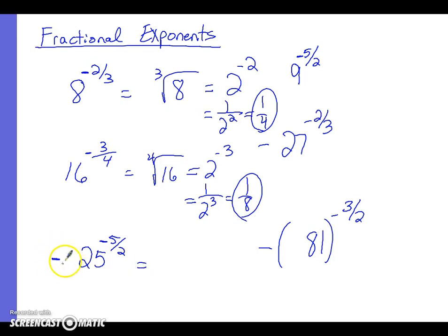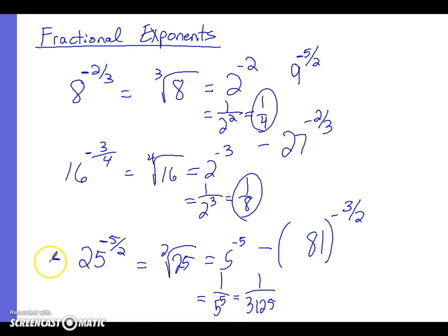All right, this one you have a negative on the outside, so I know the answer is going to be negative. I'm going to worry about that later, but let's go back to this. 25, and again, the denominator is your root. So the square root of 25 is 5. And then that's raised to the negative 5th power. So that's 1 over 5 to the 5th power. And 1 over 5 to the 5th power is 1 over 3,125. But notice there's a negative on the outside. And again, you can check that on your calculator to verify that.